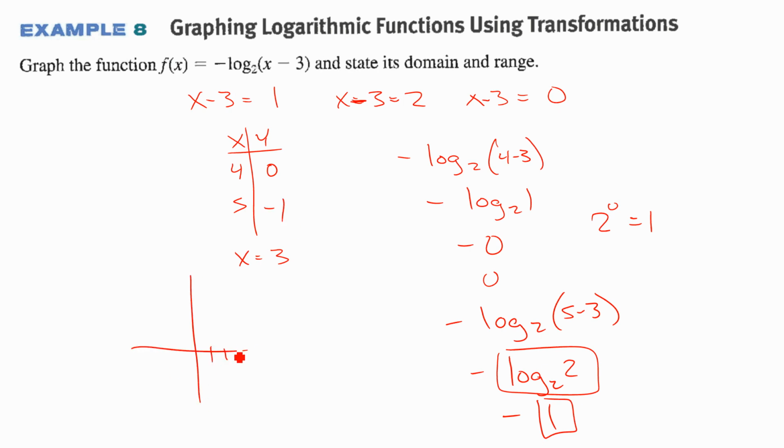Let's graph it. 1, 2, 3. On this one, we have 4, 0. We have 5, negative 1. The graph is going down. Why does that happen? Because there's a negative in front. Remember, negative x squared looks like that, right? It would be flipped over.